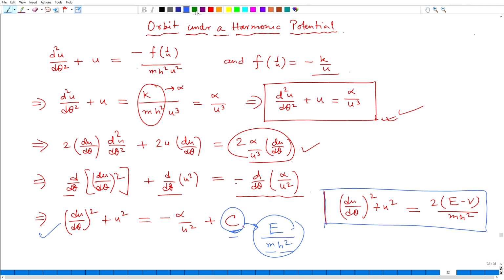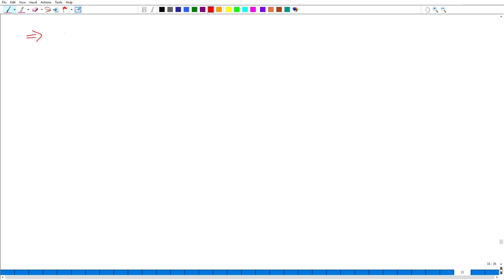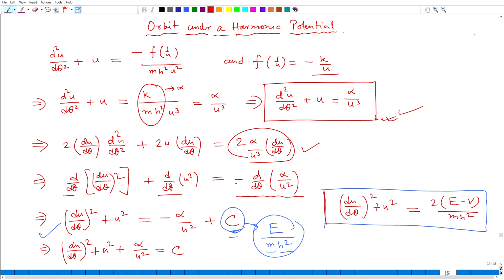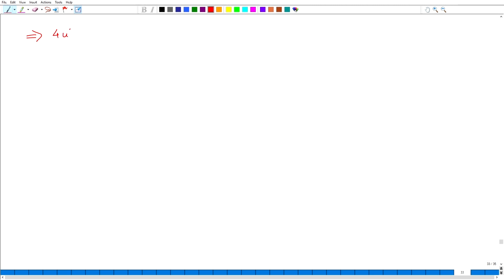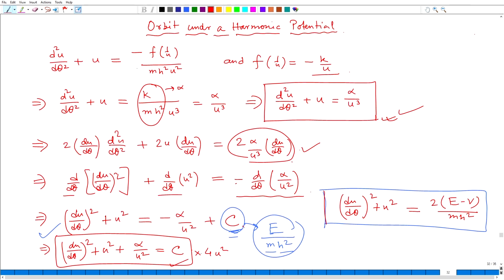So the next line will be (du/dθ)² plus u² plus α/u² is equal to C. Then I will do a mathematical trick: I multiply this equation by 4u², and I will find 4u²(du/dθ)² plus 4u⁴ is equal to minus 4α plus 4C u². This you can easily see from this equation.